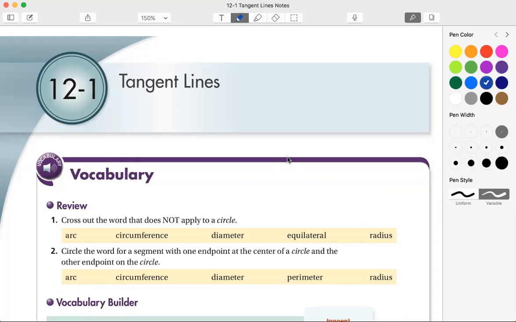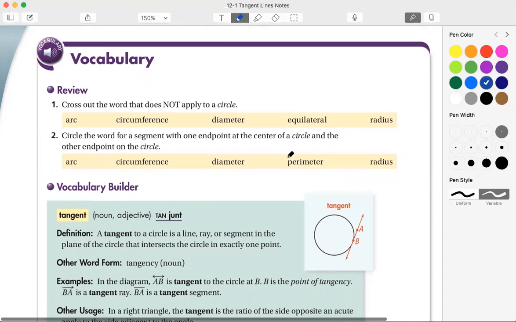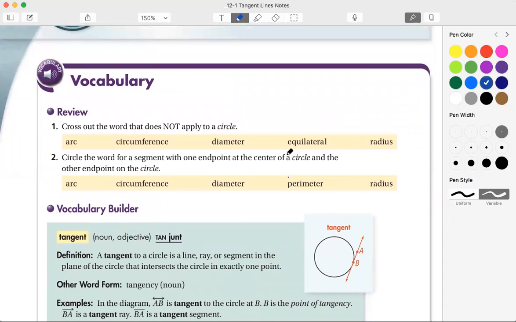All right, this is section 12-1, tangent lines. All right, so start off with some vocabulary. We're going to cross out the word that does not apply to a circle. All the following do apply to a circle except for the word equilateral. So let's cross out the word equilateral. Now number 2, circle the word for a segment with one endpoint at the center of a circle and the other endpoint on the circle, and that would be a radius.